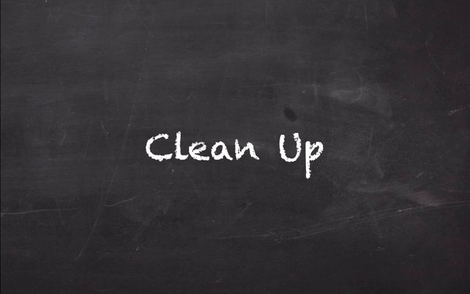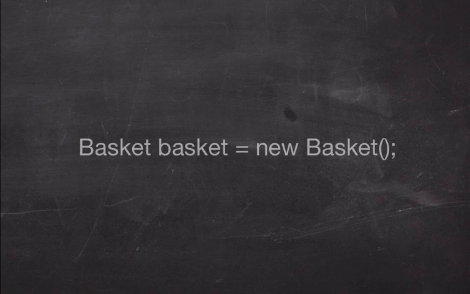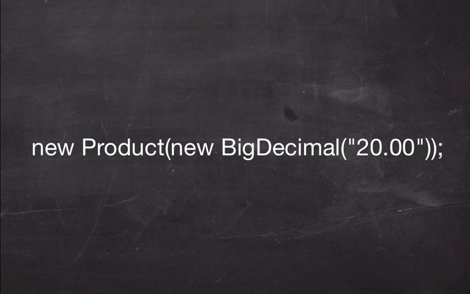Before we move on to our next feature, let's take a look at some cleanup that we can do in our tests, because creating our setup test data is becoming a little onerous. For example, we're always having to create a new basket each time, and that just takes time to type that line out. And because we're using big decimal in the interface of products, it's a little verbose for us to create a product, and we're creating multiple products in each test. So we'll take a look at a couple of ways that we can make our tests a little tighter, which will help us move faster through the rest of the tutorial.